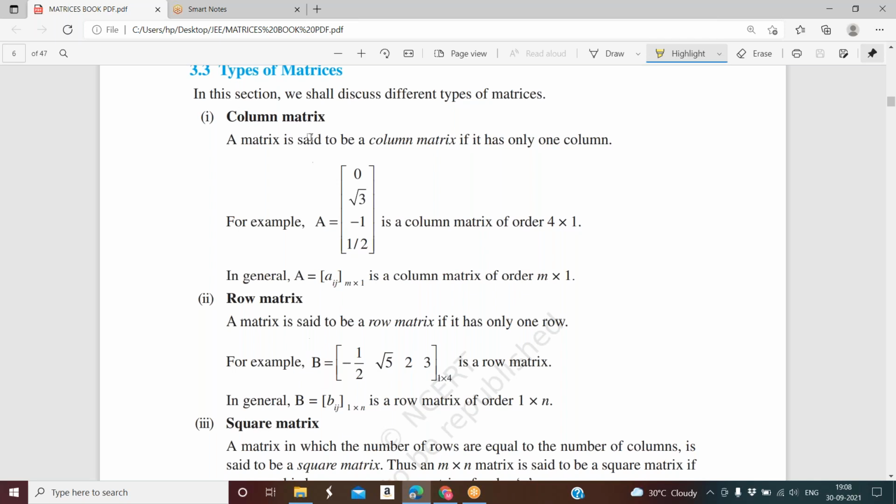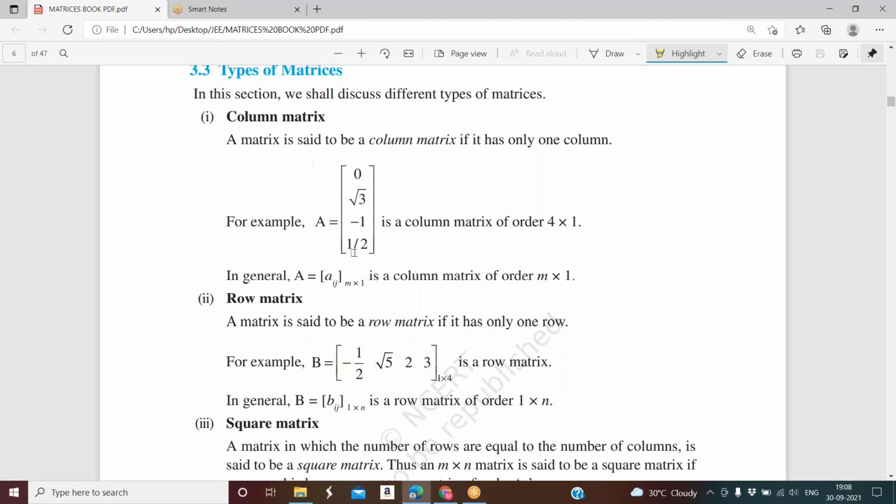First one is column matrix. A column matrix is a matrix. First it is a matrix. A matrix is said to be a column matrix if it has at least one column.